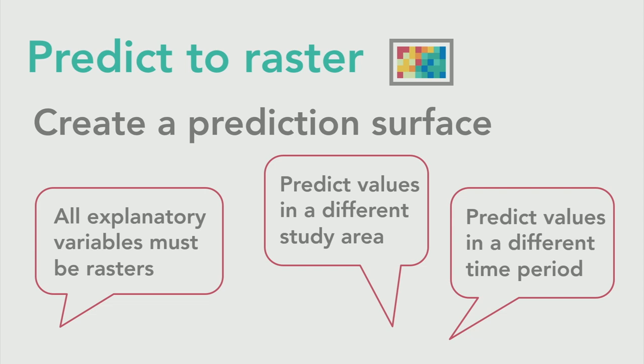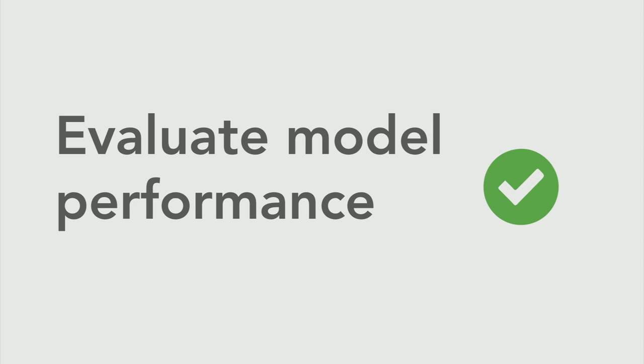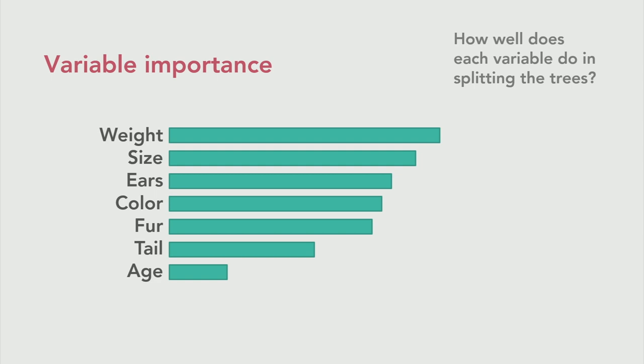So every time we model, we have to evaluate our model performance, see how well our model is actually doing at prediction. And we give you a few different diagnostics to help you assess your model performance. One of those is variable importance. How well does each variable do in splitting those trees? So in this case, we found that weight was a really important differentiator in dog breed, but age didn't really do that great of a job at distinguishing between dog breeds.